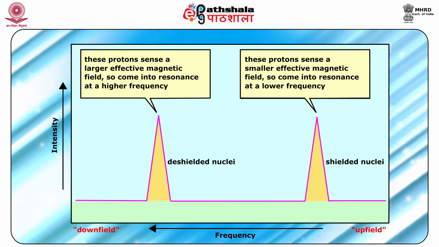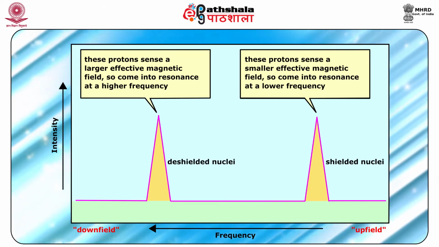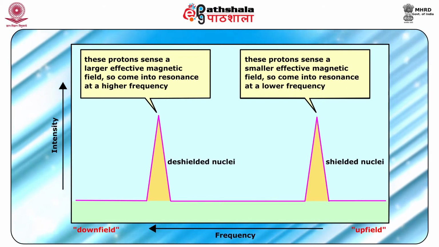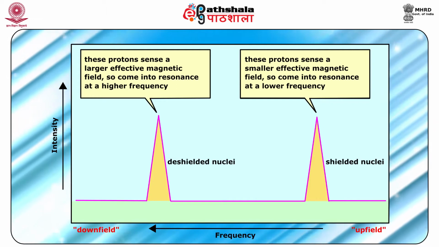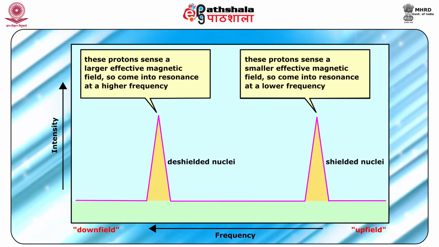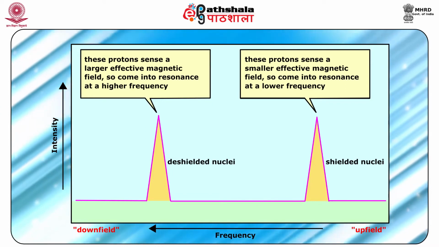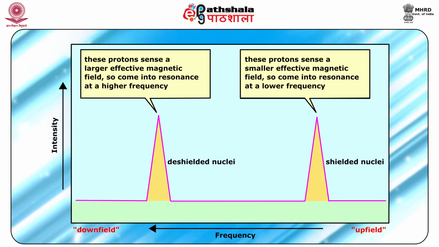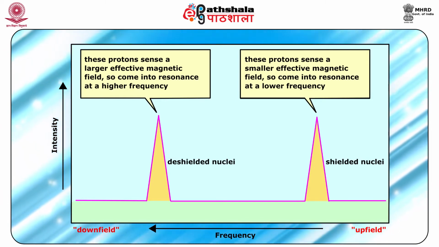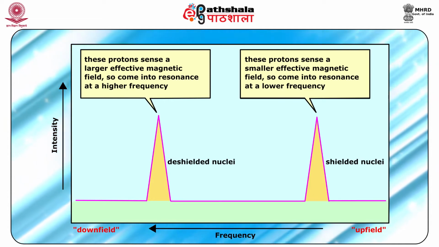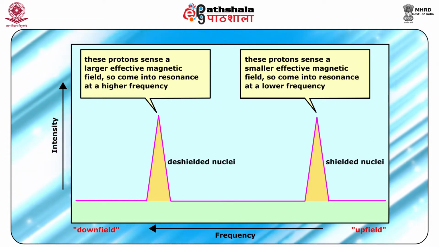Now, the induced magnetic field is not uniform over the entire molecule, and hence each nucleus experiences a slightly different local magnetic field strength. Therefore, their absorption signals appear at different values. The signals in proton NMR spectra give information about different kinds of protons and their chemical environment in a particular molecule.